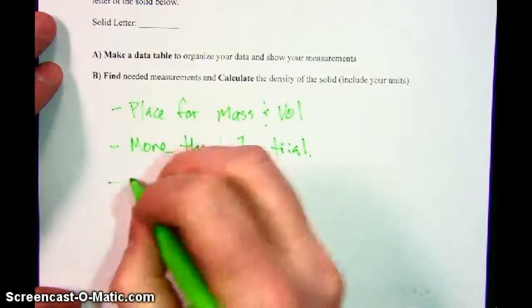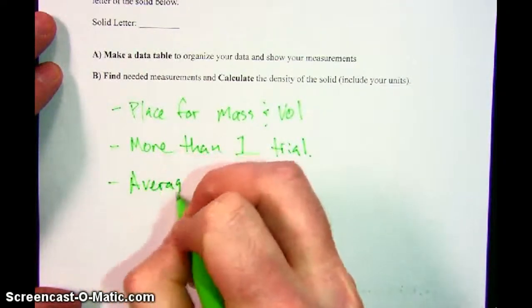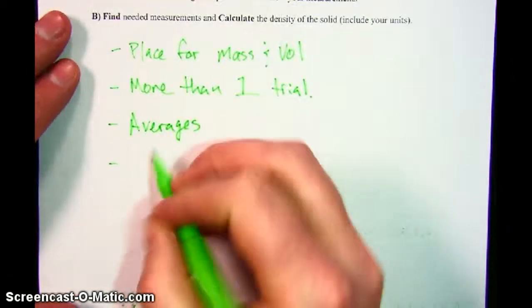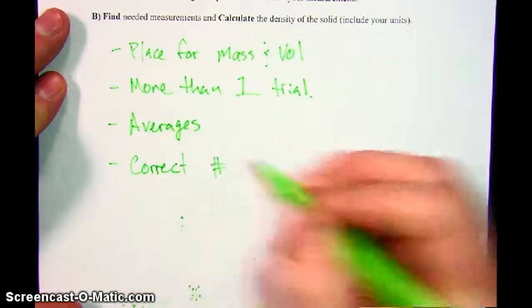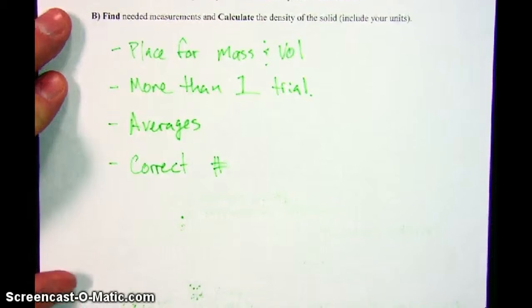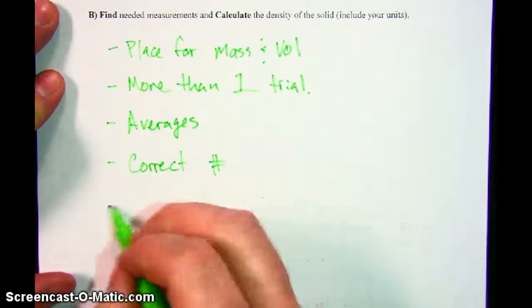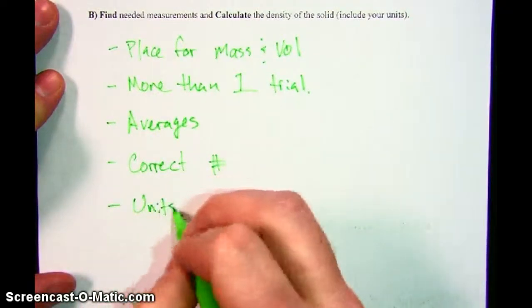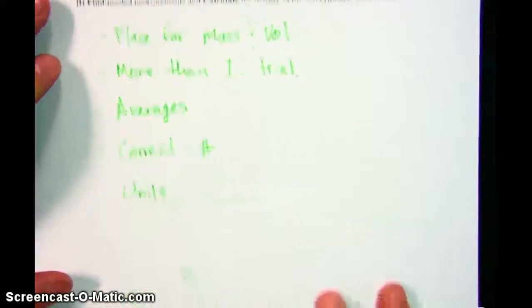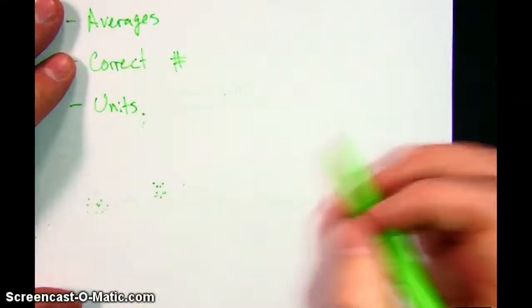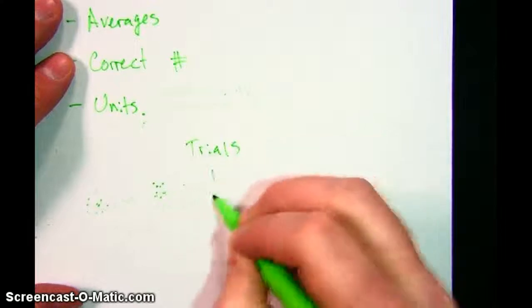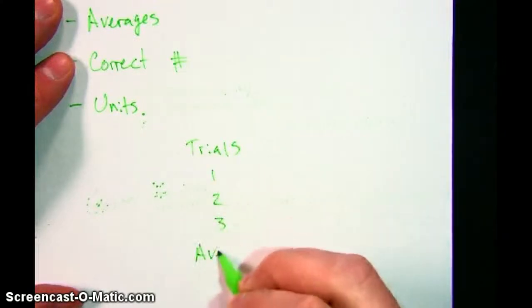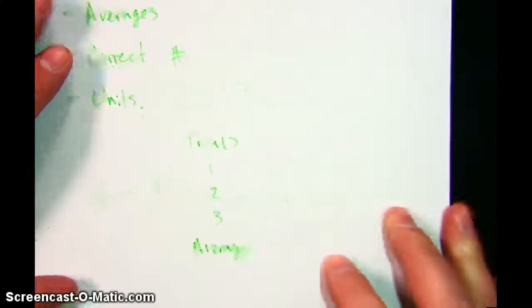The next one was, did you calculate some averages? The next spot was, did you have a close enough number? Was your actual measurement for density close? And then finally, did you have units, appropriate units? So just to give you a quick idea of what this should have looked like, you should have had your trials, 1, 2, 3, and then at the bottom an average.